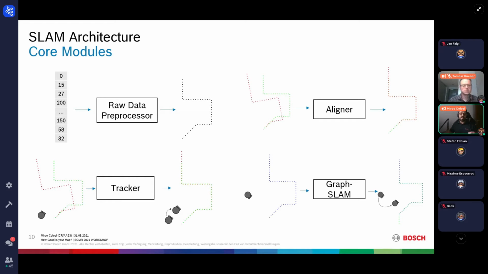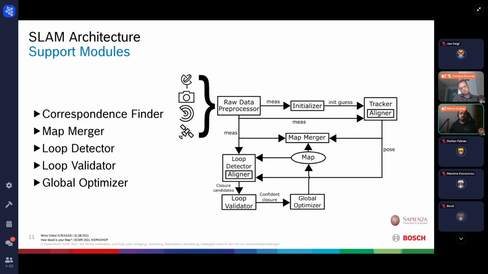And finally, a macro module called GraphSLAM optimizes the map on the constraints given by the detected loop closures to produce the most consistent representation of the environment. GraphSLAM is also in charge of creating a new local map that will be filled by the underlying submodules, for example, by the tracker. In our taxonomy, we also introduced some support modules which help the modularization of the system.